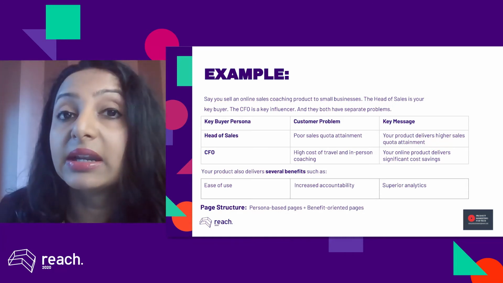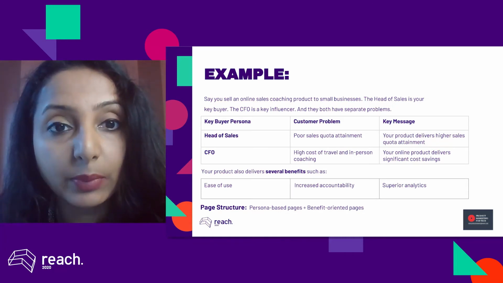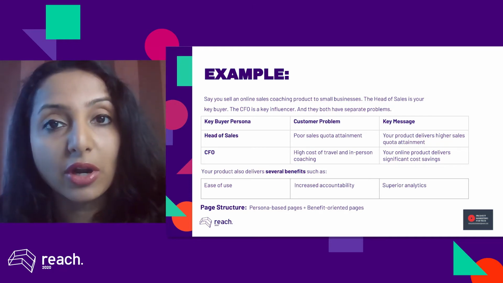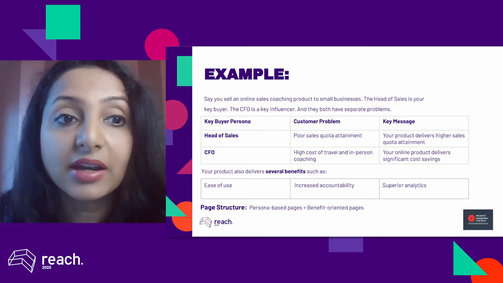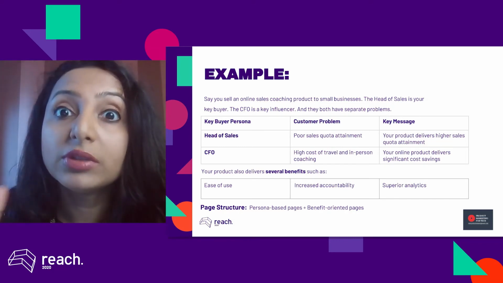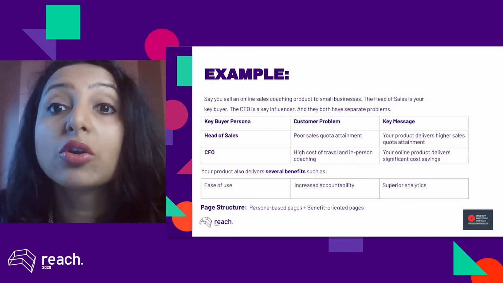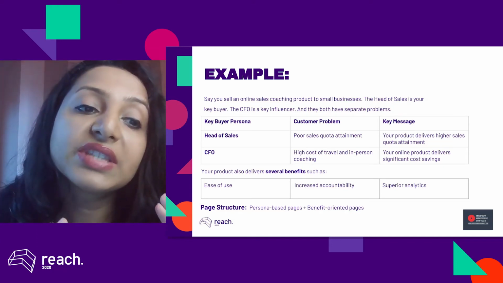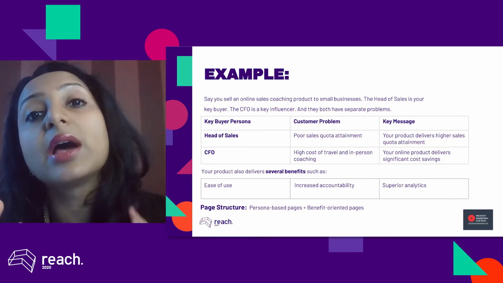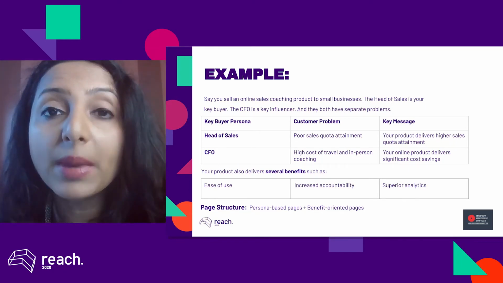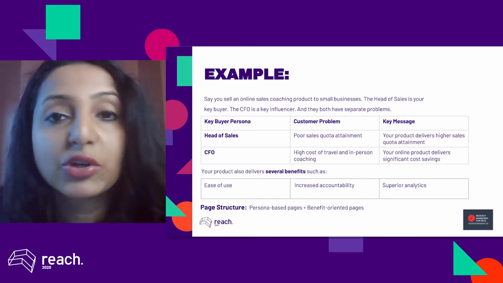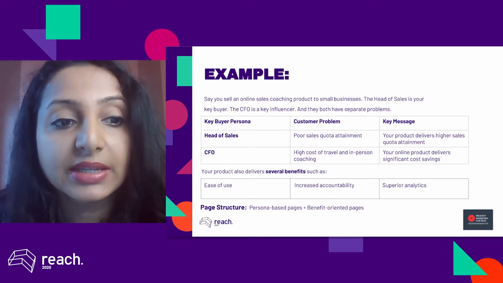Just to make that a little less abstract, let's talk through an example. Say company A sells an online sales coaching product to small businesses. Their key buyer is the head of sales and their influencer is the CFO. Both these personas have separate problems, so you want to go after them with separate messages. The head of sales really cares about how many of their reps are attaining quota. So your message should be about how your product delivers higher sales quota attainment, maybe pushes it up from 50% to 70%.